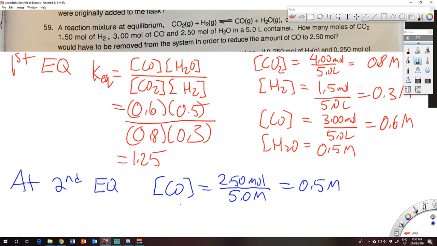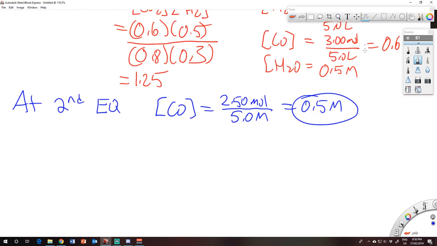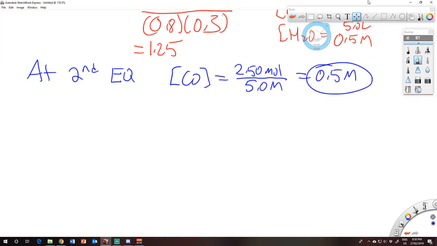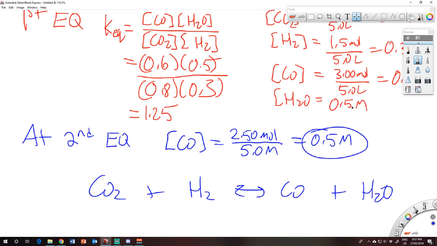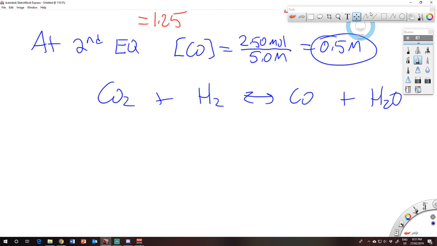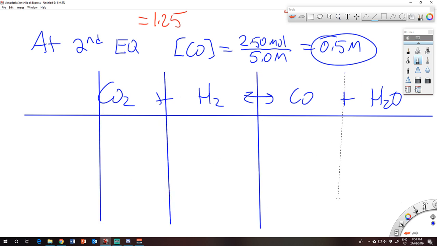Okay, this is good because now we know what the equilibrium concentration needs to be. So when we set up our ICE table, we'll have the following. What was the reaction again? CO2 plus H2 going to CO plus H2O. Okay, I'm good. So hopefully that answers your question, Connor.